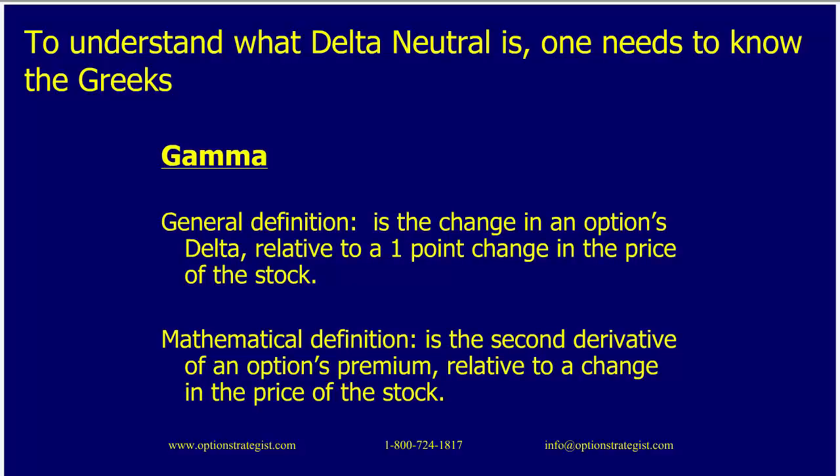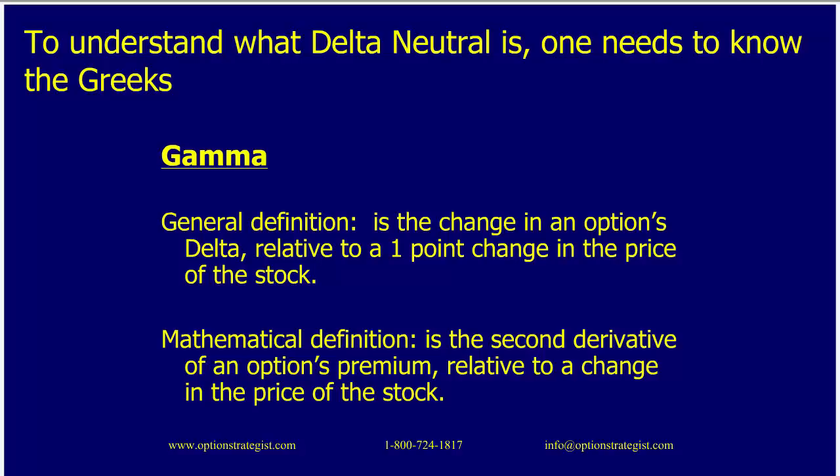Then we have gamma. The general definition of gamma is that gamma is a change in an option's delta relative to a 1-point change in the price of the stock. So gamma doesn't talk about a change in the option premium. It just talks about a change in the delta. Mathematically, it's the second derivative of an option premium relative to a change in the price of the stock.